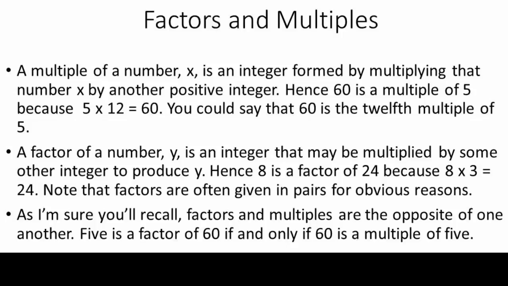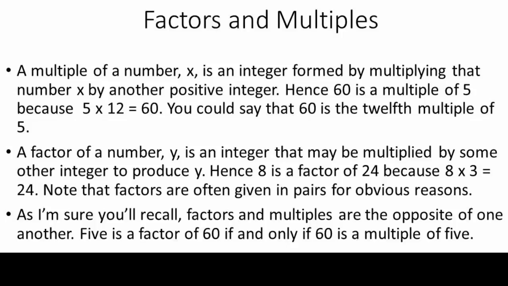In that sense, students will most often associate multiples with numbers in a number's times table. So anything in the 5 times table is a multiple of 5. Anything in the 7 times table is a multiple of 7. And that's a very sensible way of looking at it. Likewise, factors. Well, factors are obviously the opposite of multiples, but a factor of a number y is an integer that may be multiplied by some other integer to produce y. Hence 8 is a factor of 24 because 8 times 3 equals 24.